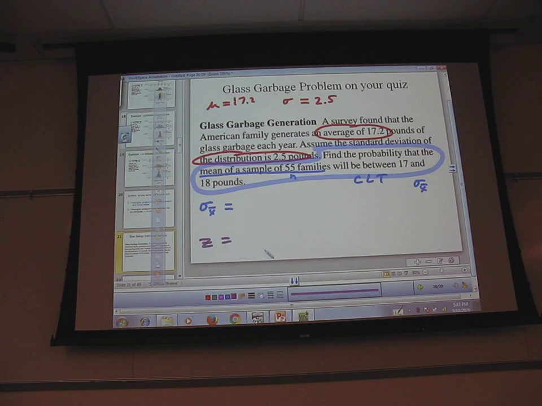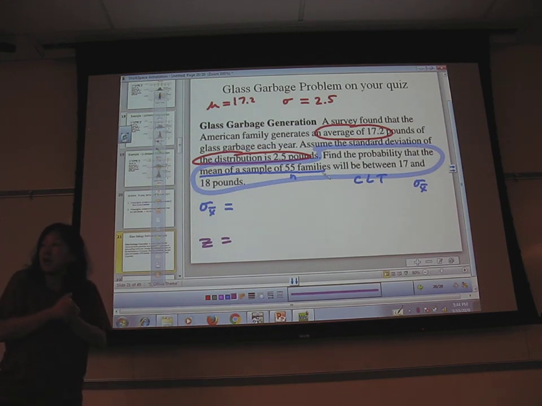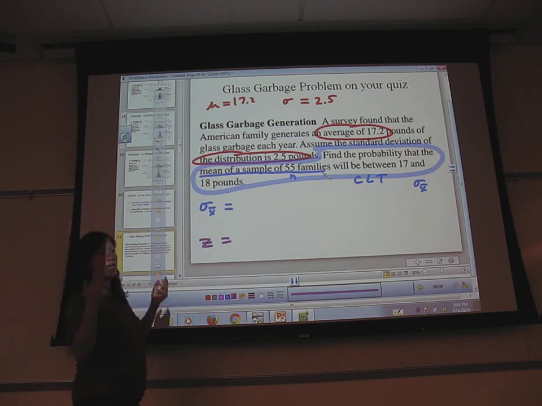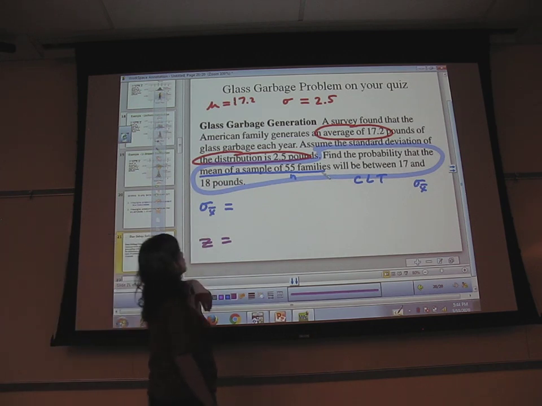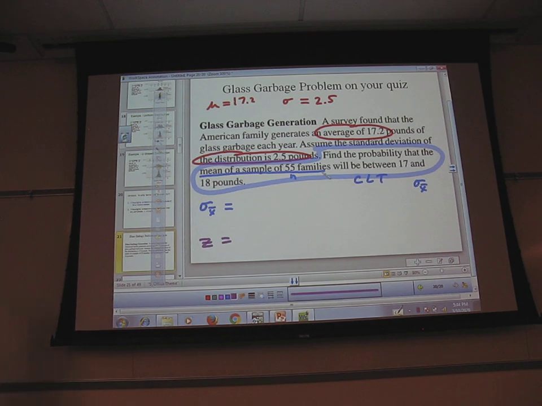Find your z-score for what? Sample of 55. So sample of 55 means that I'm sampling 55 families. That's my n. Will be between, so what are kind of my x's here? 17 and 18. So those are in this case, my x bars, because they're sample means. So you need to find the z-scores for those, and I'll give you guys a couple minutes to sort that out if you haven't.